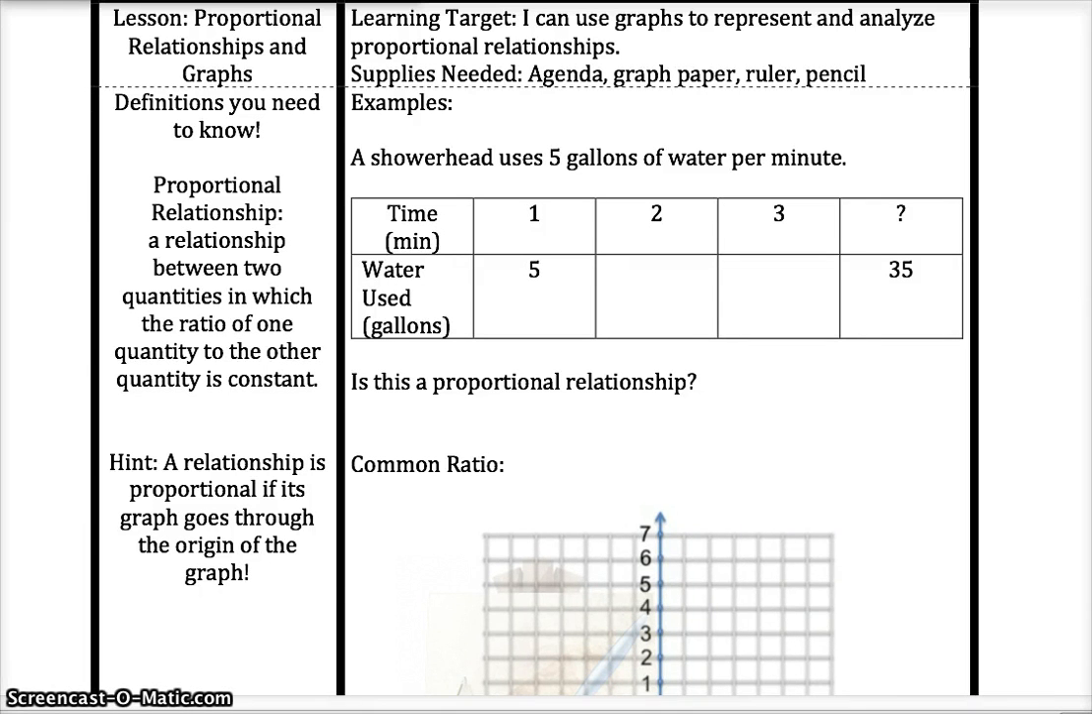Hello, today's lesson is on proportional relationships and graphs. And please pay attention to this new section on our notes where you need to know what supplies you will need for this lesson.